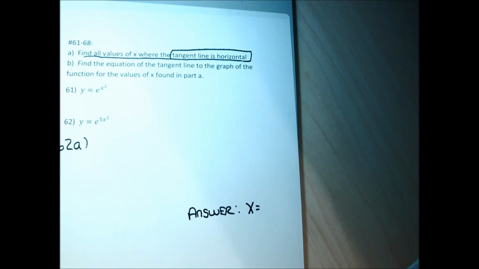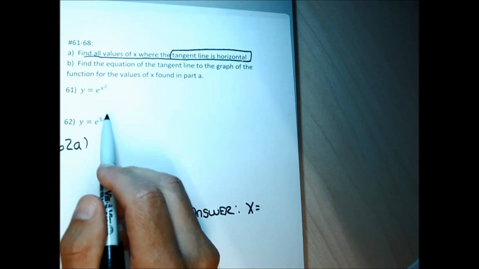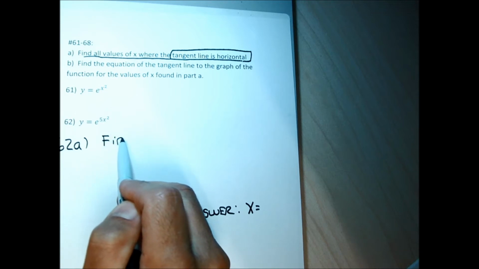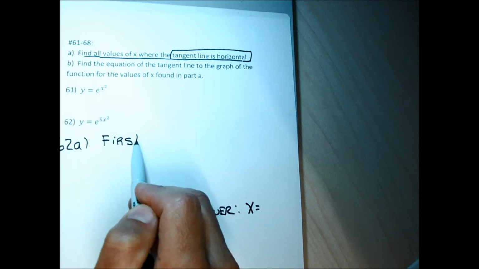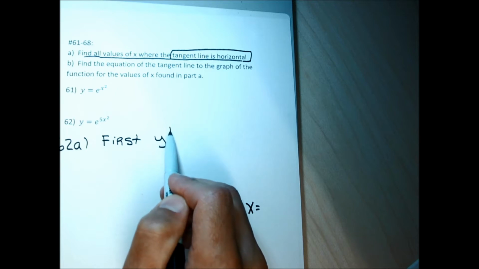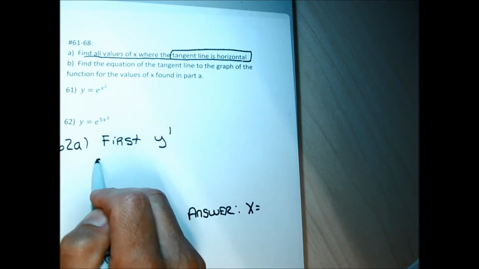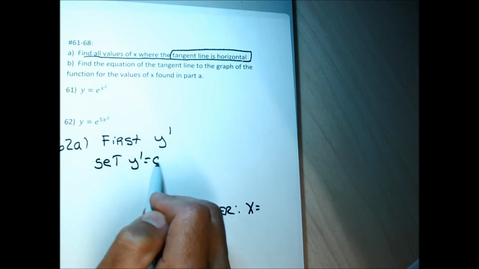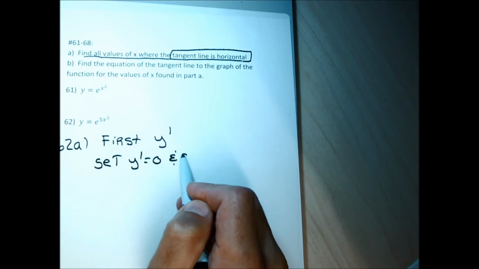When you set it equal to 0, that will give you the value of x where the slope of the tangent line is 0, hence horizontal. So for each of the part A's, I'm going to first find the derivative, and when I do 62, I'm going to call that derivative y prime, and then I'm going to set y prime equal to 0 and solve for x.